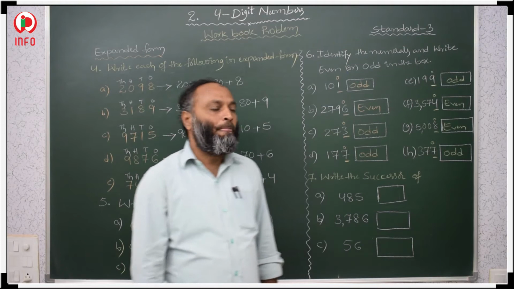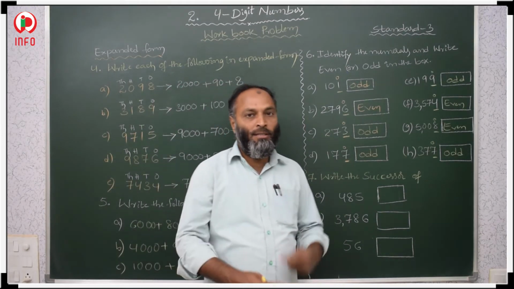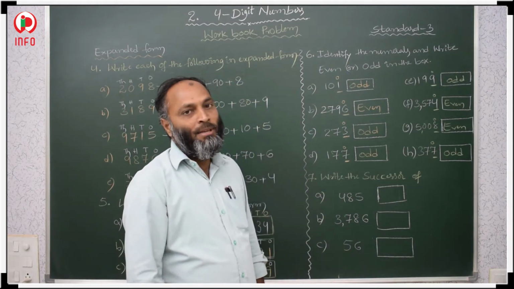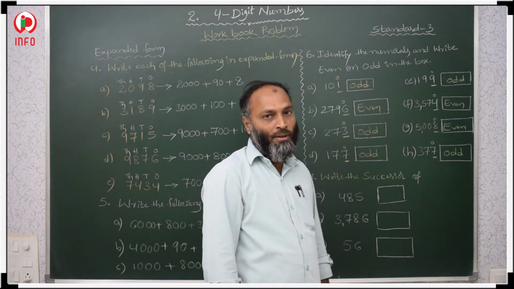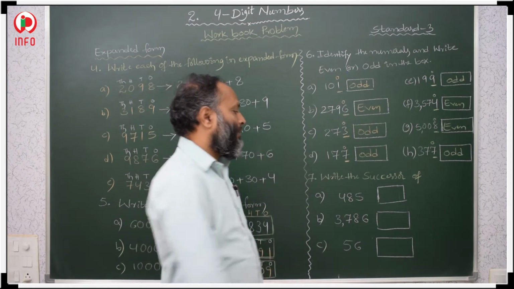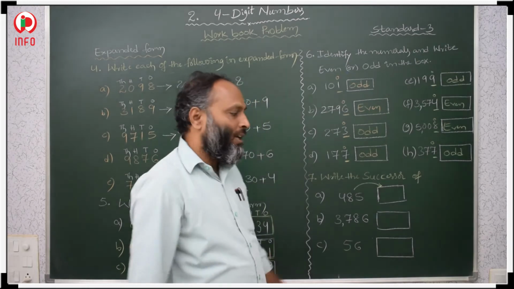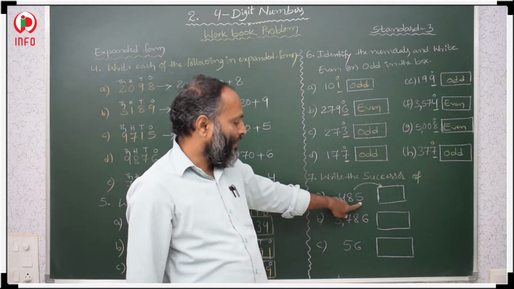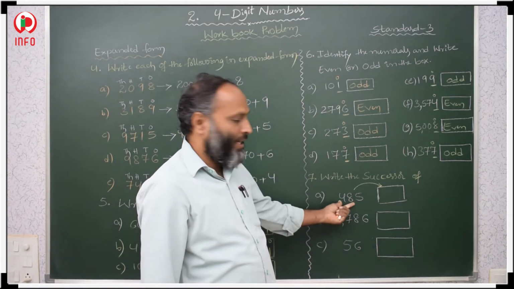Okay. Now, the 7th one: write the successor. Successor means the very next number. The predecessor means the number before. Here 485: after 485, which number will come? We have to check the last digit. After 5, 6 will come. So the rest stays as it is.